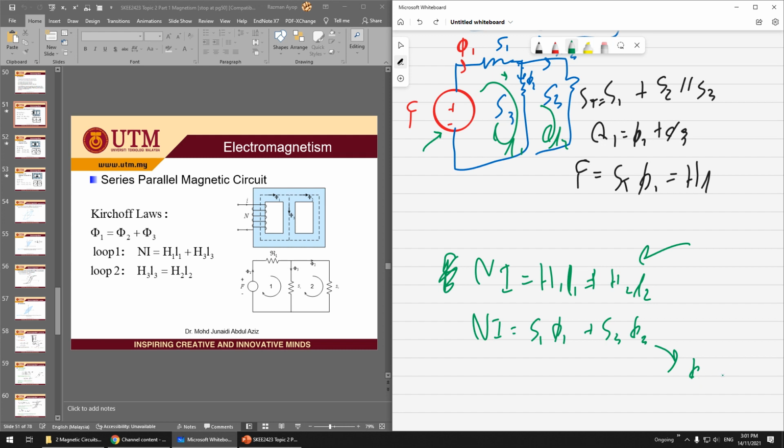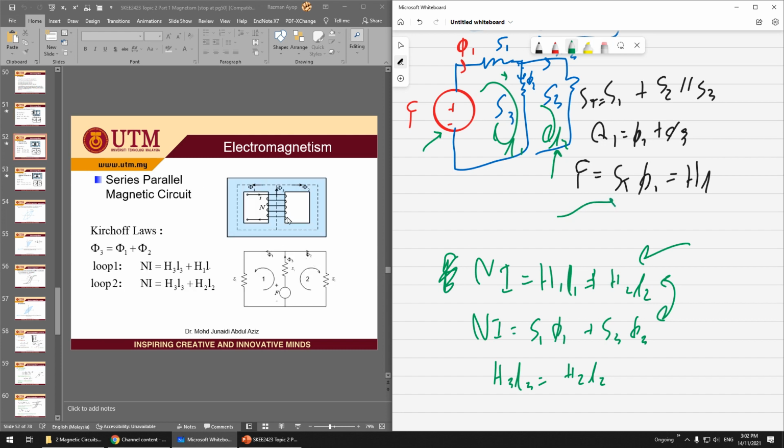Be careful, you have two types. If you do the loop at L2 here, you can see H3L3 is basically equal to H2L2. That is how you transfer this, and you can start applying Kirchhoff's voltage law and Kirchhoff's current law, almost the same, but the difference is the symbol you use.